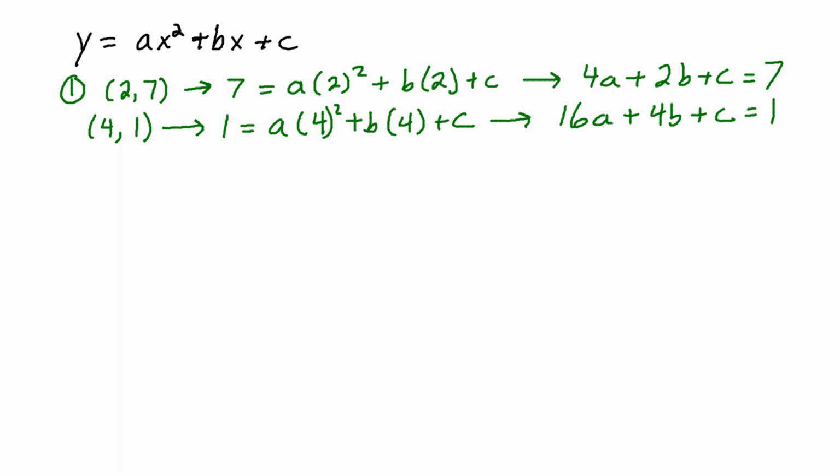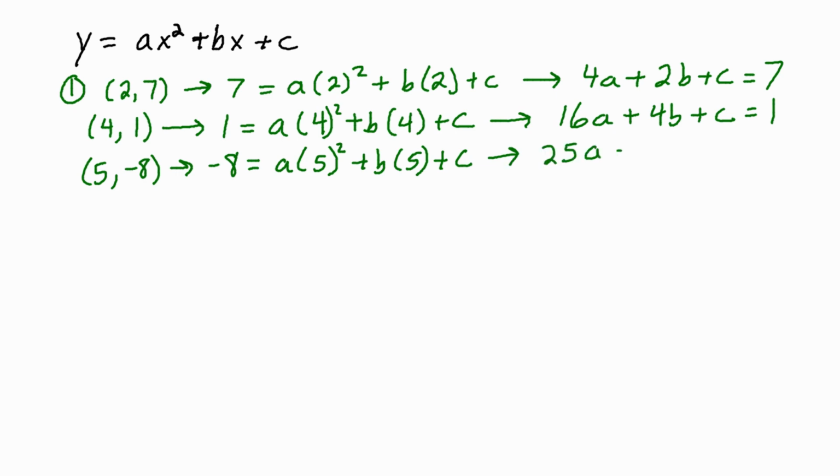My last ordered pair is 5, -8. So negative 8 for my y equals a times 5, which is x squared, plus b times 5, plus c, which gives us 25a plus 5b plus c equals negative 8. Now I want to use my three equations and eliminate one of the variables.